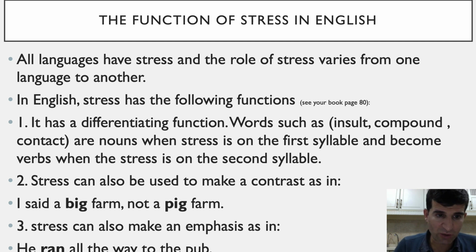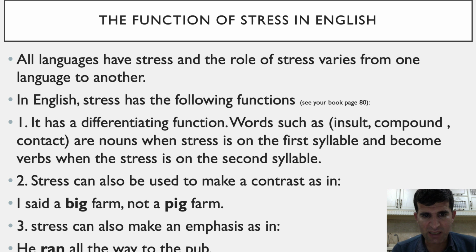As with the two words we have here, they are printed in bold. And again, this example is from your book. I said a big farm, not a pig farm. So it's a very big farm. You may confuse big and pig. And then when we stress big, our listeners can hear us better, and it removes any mishearing or misunderstanding of the two words. I said a big farm, not a pig farm. It's the contrasting function of stress.